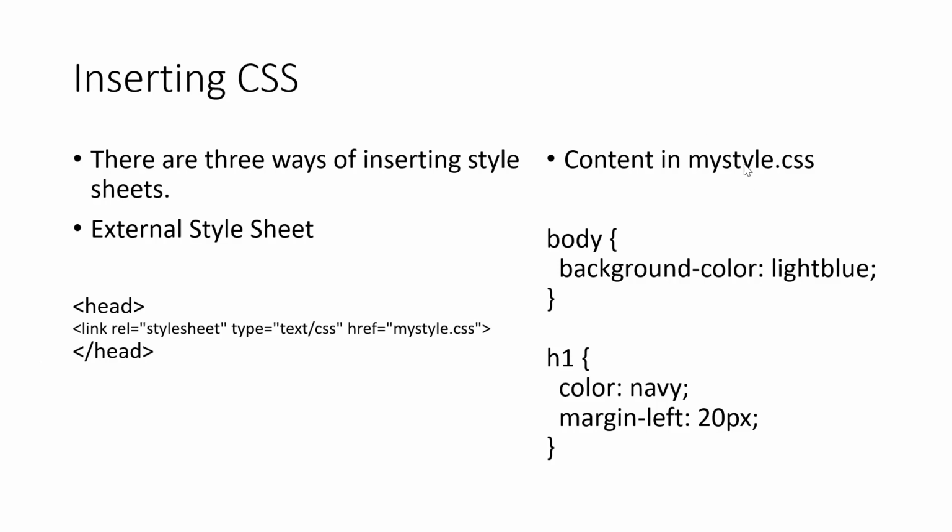Right now, for example, here is the example. Let's say we have included my style CSS into my document. And here is what I have within my style CSS. So I'm changing the body color to light blue, and then I'm changing the H1 to color navy, and I'm providing some margin with 20 pixels.